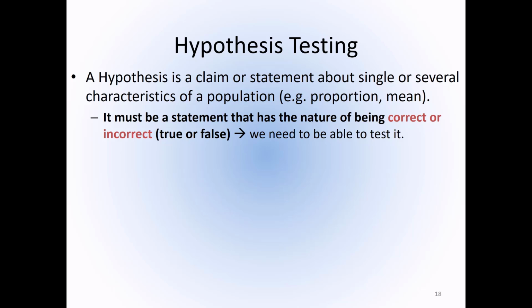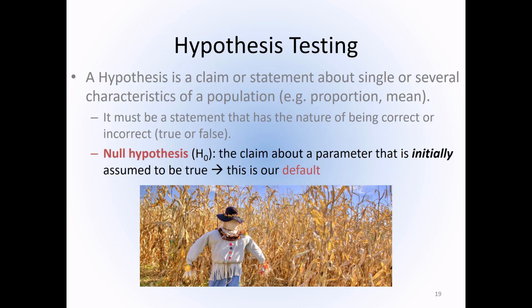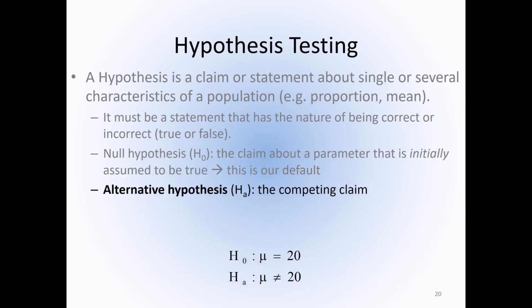And the key for devising hypotheses is that we need to be able to test them to determine if they're correct or incorrect. Again, we're not going to be saying that a hypothesis is true or false, but it needs to be falsifiable. So our null hypothesis, again, is this claim that's initially assumed to be true. This is our default. This is our claim of innocence when the defendant walks into the courtroom. And oftentimes, this is what we are testing against. This is our default.